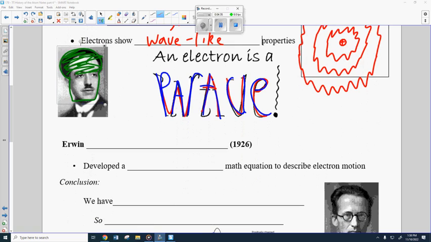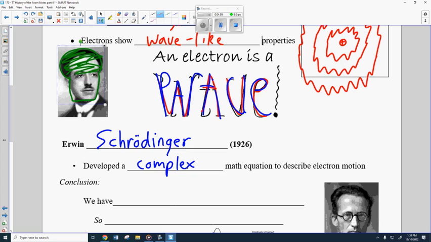Let's go ahead and move on to our next person here. We've got Erwin Schrödinger. It's got this little double dot thing over the O. I can never remember what that's called. It's German, I believe. And he developed a complex math equation to describe electron behavior.